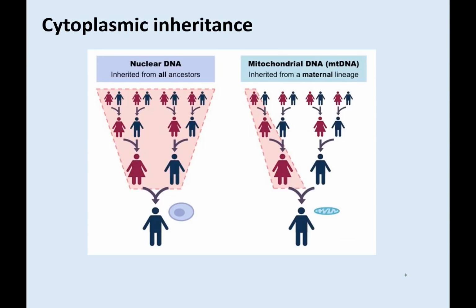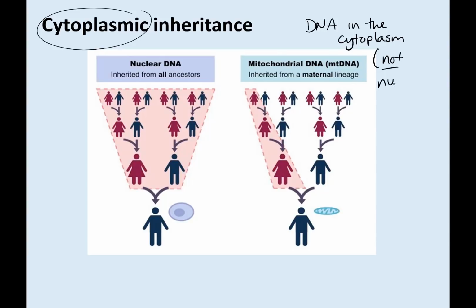Another kind of inheritance that looks different in the males and females is what we call cytoplasmic inheritance. So this is where you're getting DNA in the cytoplasm, not the nucleus. Not nuclear. So in the nucleus, you get DNA from your mom and your dad. But in the organelles, such as the mitochondria, and in plants, they have mitochondria and chloroplasts.